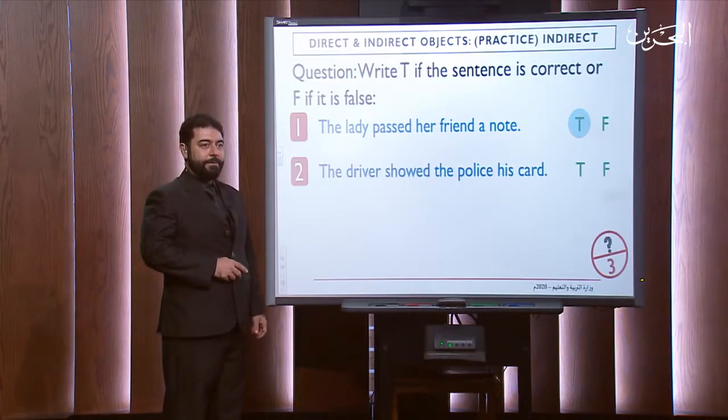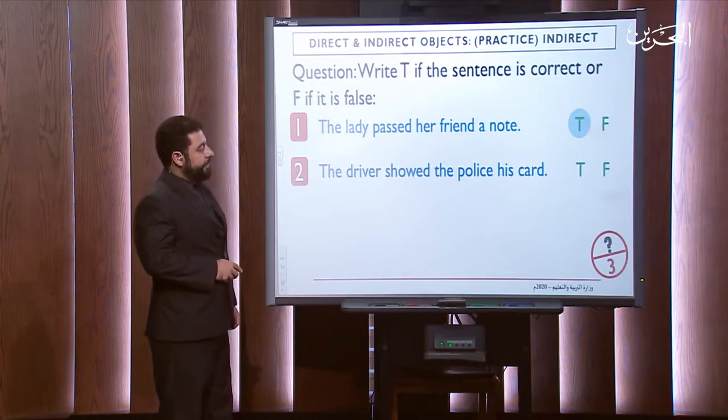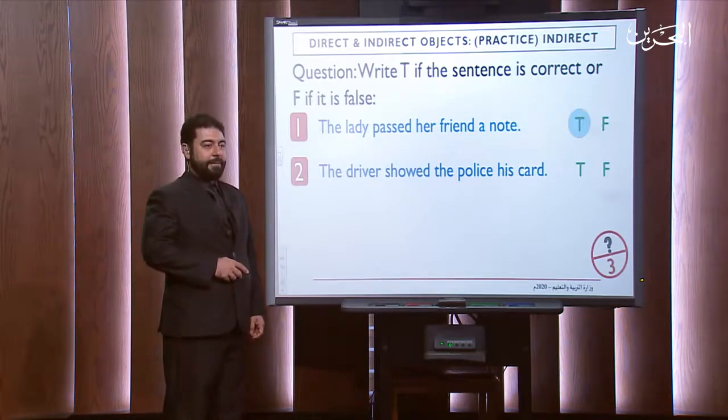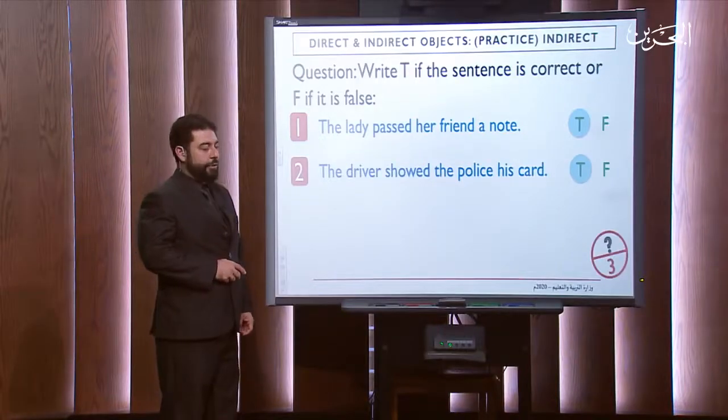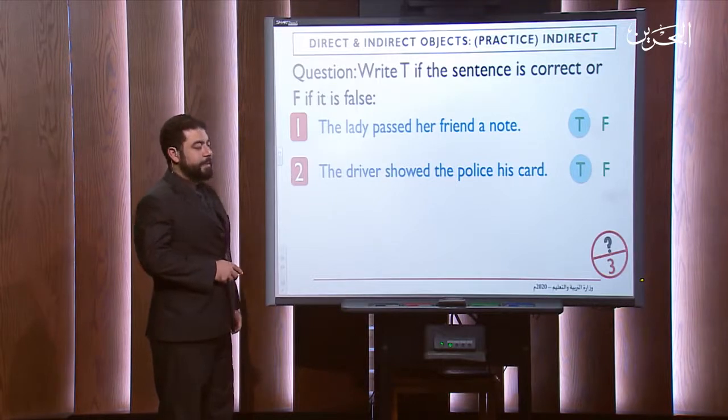Let's check another one. Number 2, the driver showed the police his card. 5 seconds. Let's take a look. True, the driver showed the police his card.